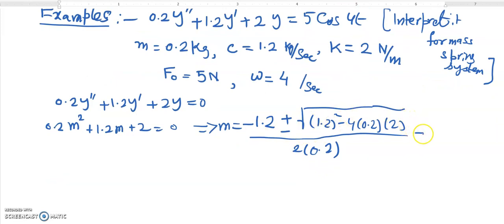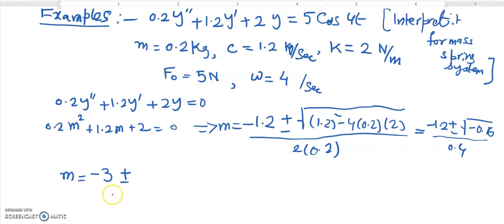The term under the square root is minus 0.16, and the denominator will be 0.4. So we can further simplify: it is minus 1.2 over 0.4, which is minus 3, and because it is minus 0.16, the square root is plus minus 0.4 times i. So 0.4 divided by 0.4 is 1. So it will be minus 3 plus minus i.